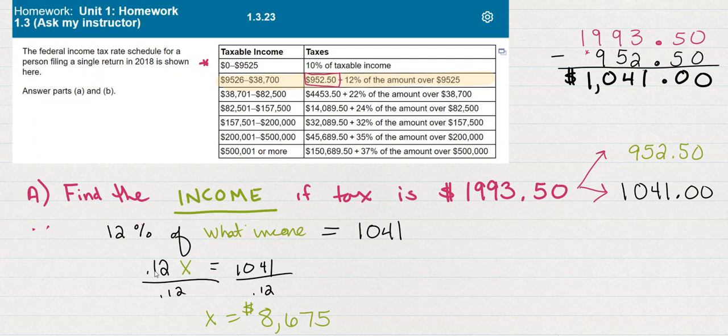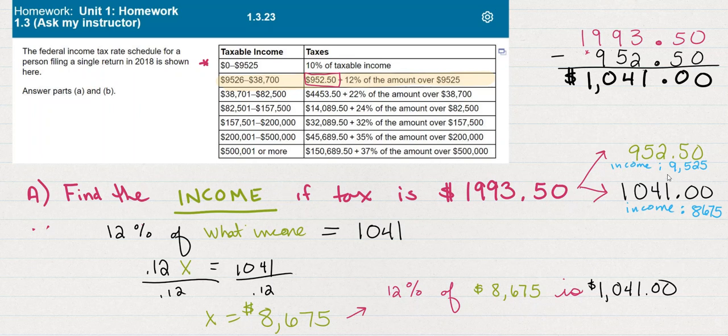12% of $8,675 is $1,041. So that's our second amount of income. So the tax amount of $952.50 came from an income of $9,525. And the second amount of tax, the $1,041, comes from an income of $8,675.